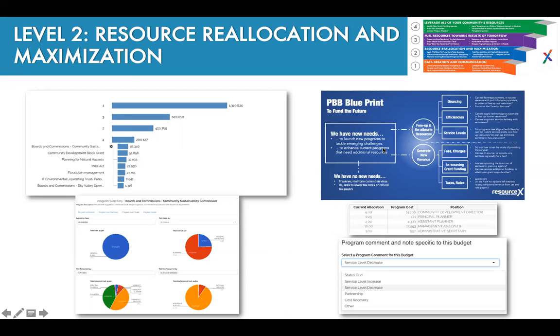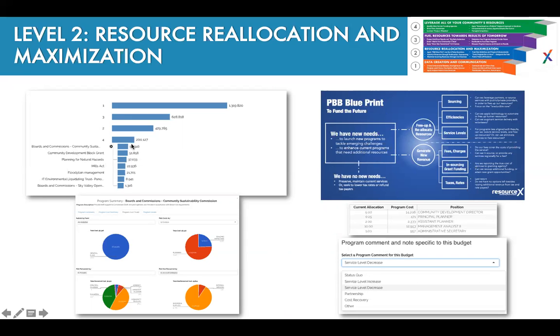My guess is floodplain management, with the kind of climate stuff that's going on, is likely to be, if I were to guess, I might put it in the increase category. Do we have an opportunity to get grants for it or to partner with others in our region to have them pool some resources our way? Possibly. The idea here is we're commenting or tagging the program with some note about its future.